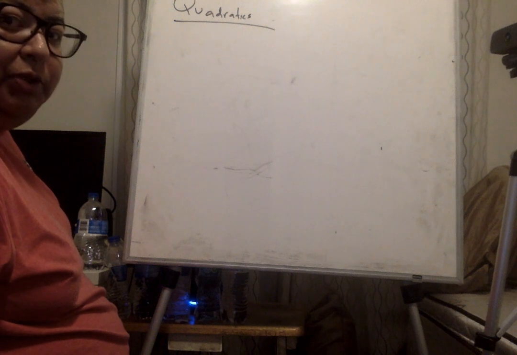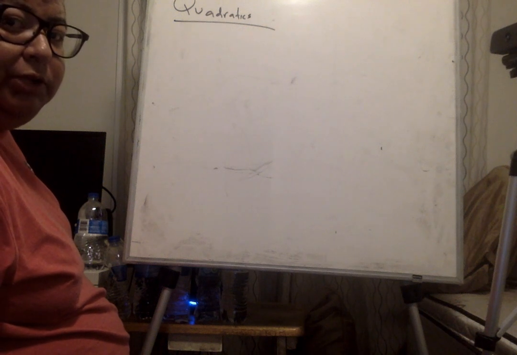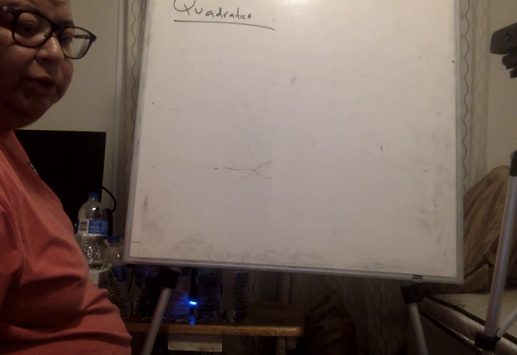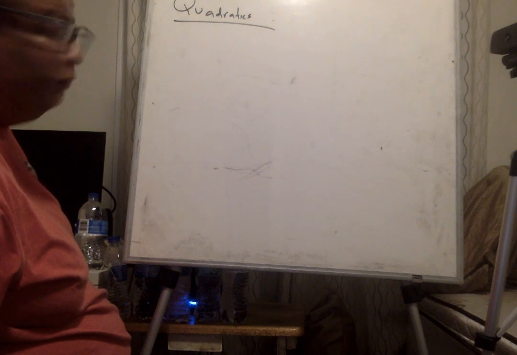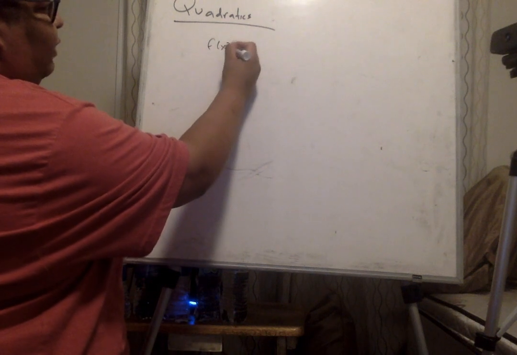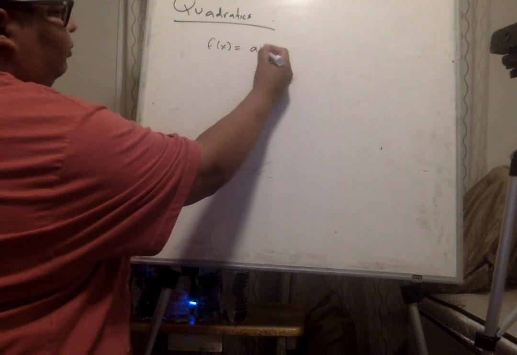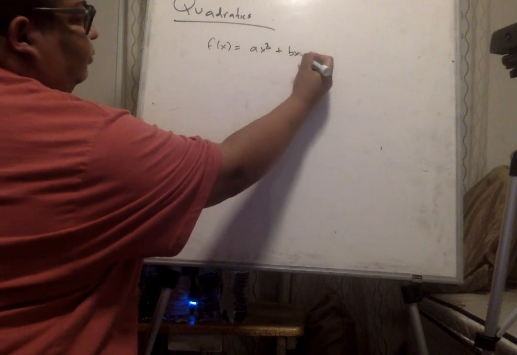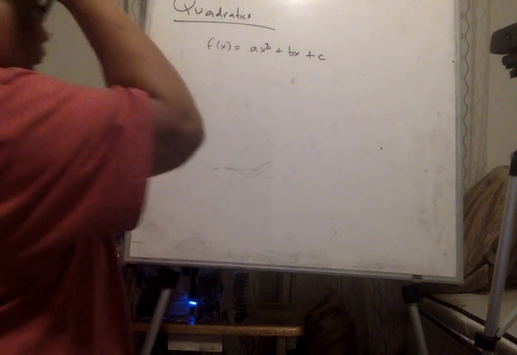Welcome guys, in this video we're going to talk about quadratics, how to get the minimum or maximum value of a quadratic graph or function. So usually a quadratic looks something like this: f of x is equal to ax squared plus bx plus c.